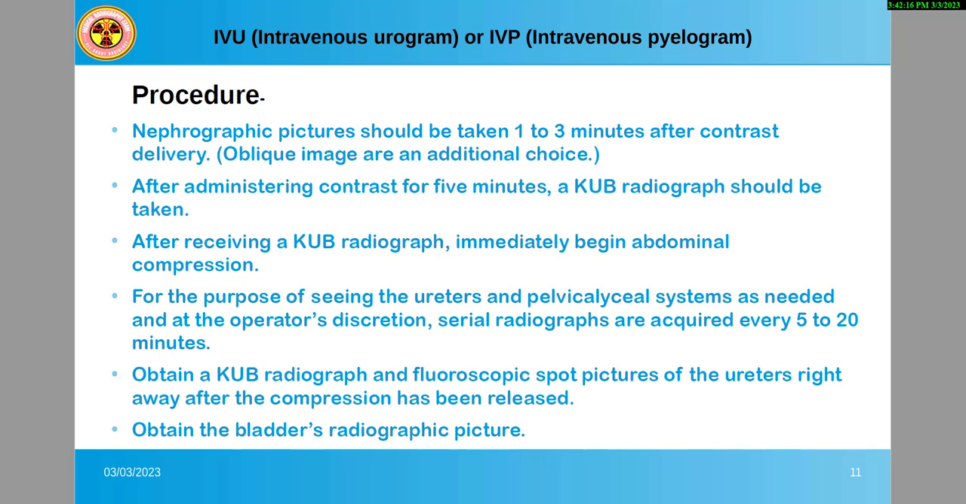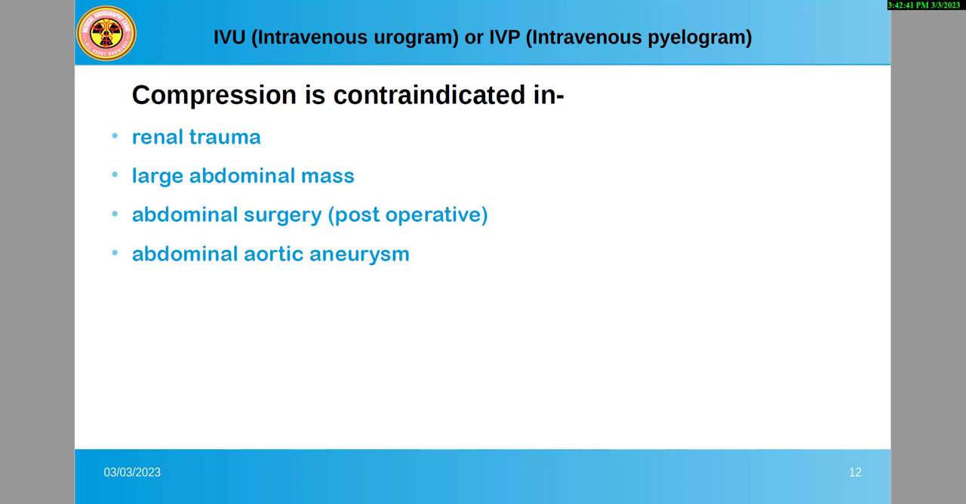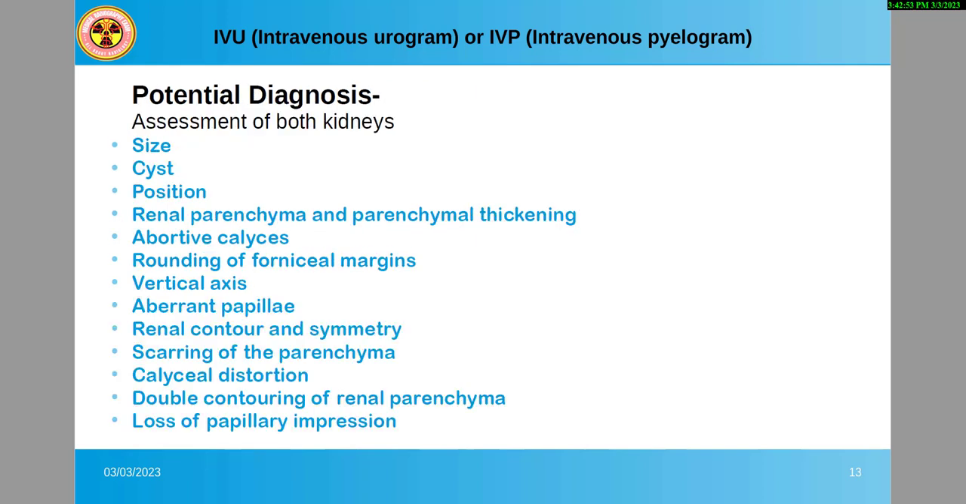For the purpose of seeing the ureters and pelvicalyceal systems as needed and at the operator's discretion, serial radiographs are acquired every 5 to 20 minutes. Obtain a KUB radiograph and fluoroscopic spot pictures of the ureters right away after the compression has been released. Obtain the bladder's radiographic picture. Compression is contraindicated in renal trauma, large abdominal mass, abdominal surgery post-operative, abdominal aortic aneurysm.